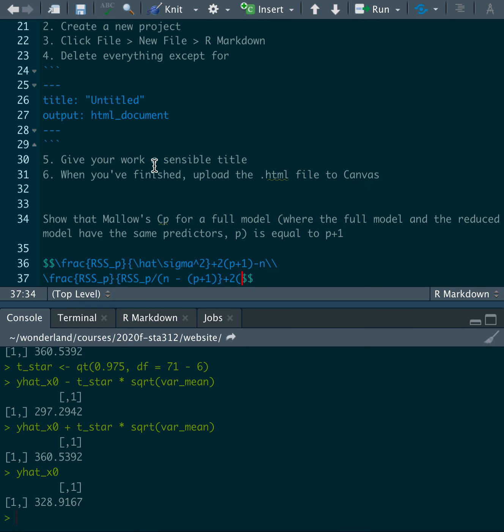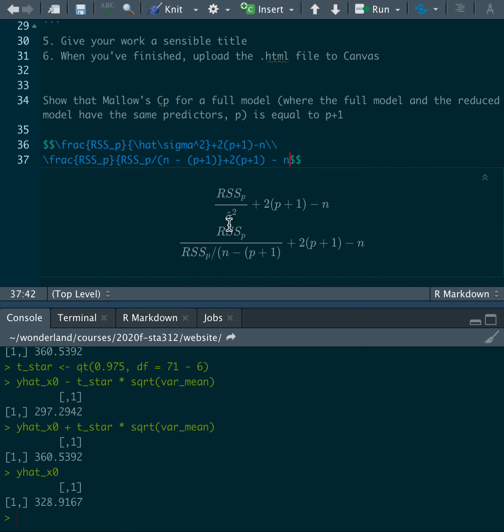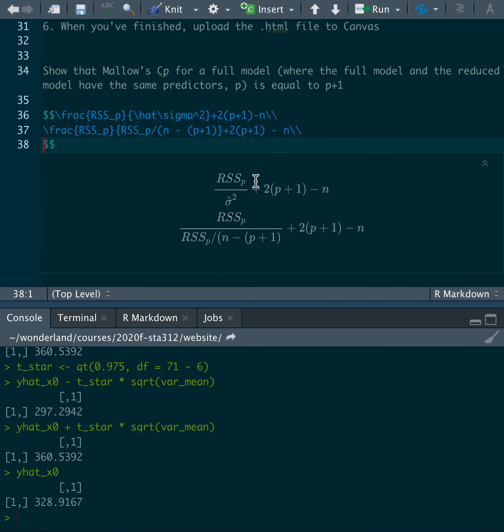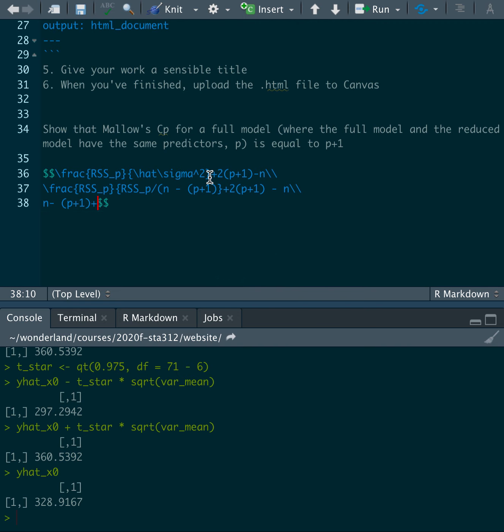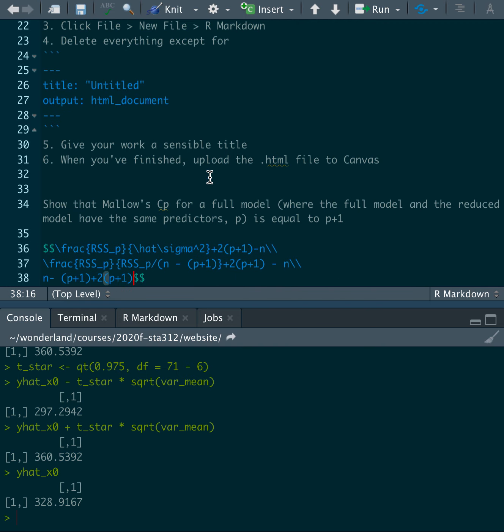Then I'm going to pull through this plus 2 times p plus 1 minus n. So I've got my residual sum of squares divided by my residual sum of squares, and that is divided by n minus p plus 1. Now if I cancel out these different pieces, the residual sum of squares are going to cancel because we're dividing the thing by the thing itself. And because n minus p plus 1 is in the denominator of a division, it ends up in the numerator. So I end up with n minus p plus 1 plus 2 times p plus 1 minus n.